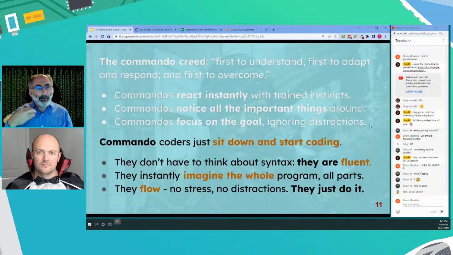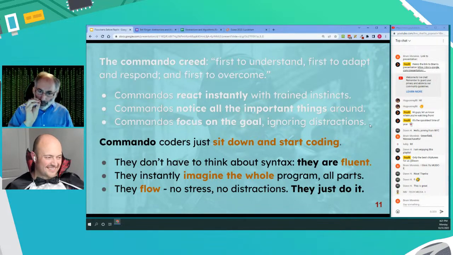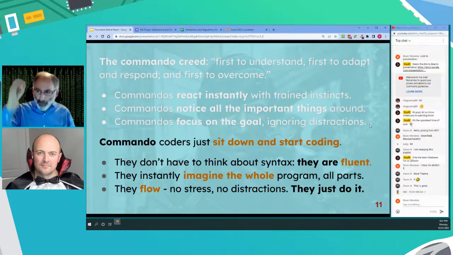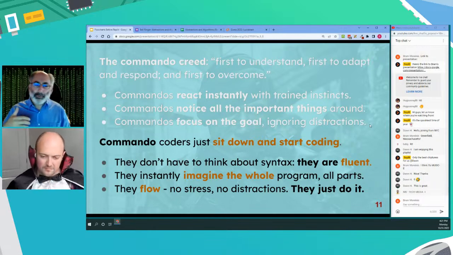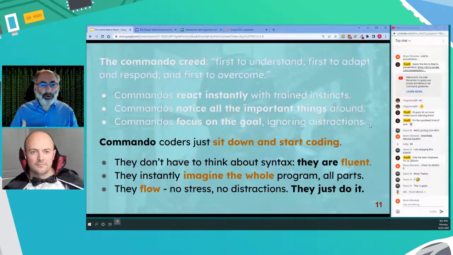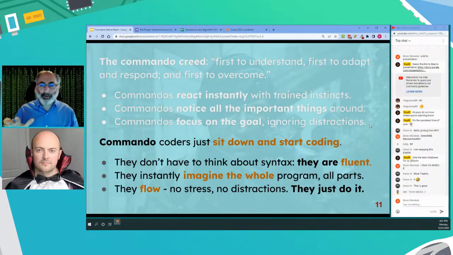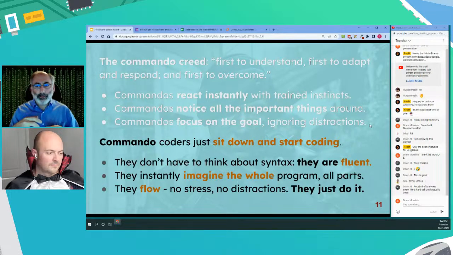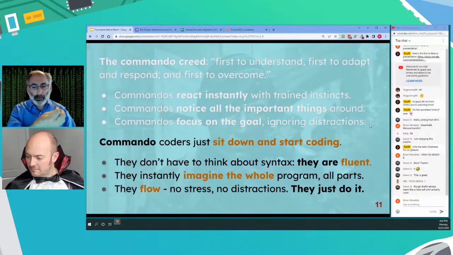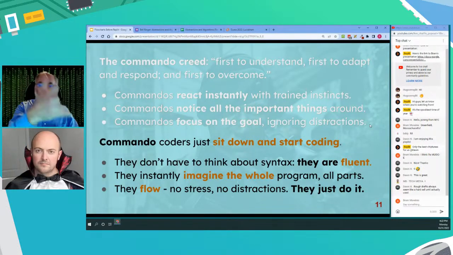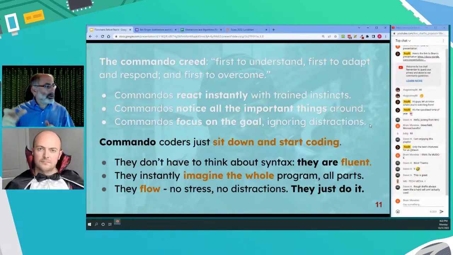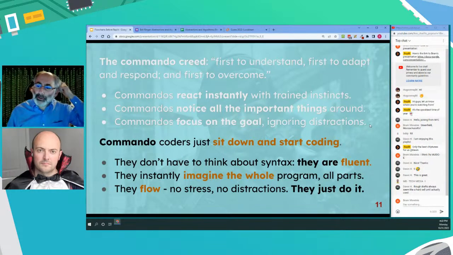Oh, some new person. They notice all the important things, and they focus on the goal, ignoring distractions. So you can imagine when you drop a commando into a situation, that's what they do. And that's why they're very special. And a commando coder, if you could imagine a commando who's a coder, they don't have to think about syntax. They're fluent. It just comes right out of their fingers. They imagine the whole program, the whole shape of it. They don't have to flowchart it or anything else. And they experience flow. Nothing stresses them. There are no distractions. They're just doing it. You could break a glass next to them and they wouldn't even notice it.